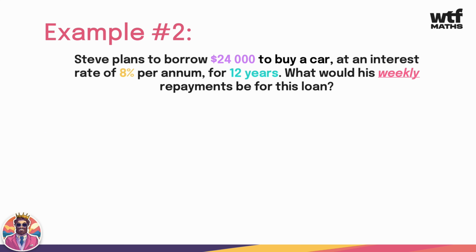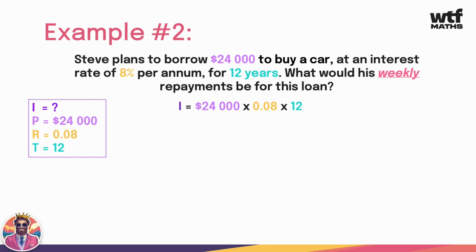Steve plans to borrow $24,000 to buy a car at an interest rate of 8% per annum, over 12 years. What would his weekly repayments be for this loan? Again, first thing we want to do is work out our principal, our rate, and our time. We put that into the formula, and we multiply that all out, we get $23,040 in interest. Now, just on a side note, that's a really scary number. He's nearly earned as much interest as he paid for the car because of the high interest rate.